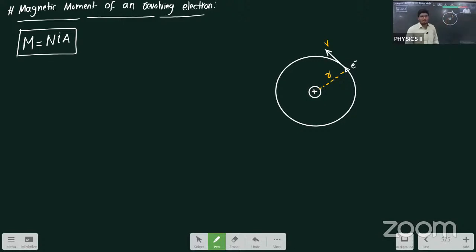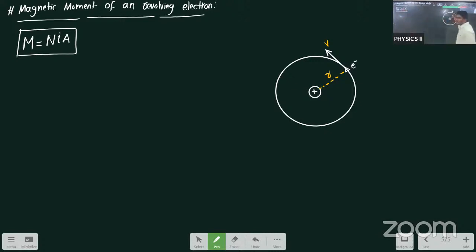So what have we done? We have taken one electron revolving around the nucleus at a distance r with velocity v. We are supposed to determine the magnetic moment of this revolving electron. The formula for magnetic moment is M is equal to NIA. N represents the number of turns, I represents the current, and A represents the area of that particular loop.